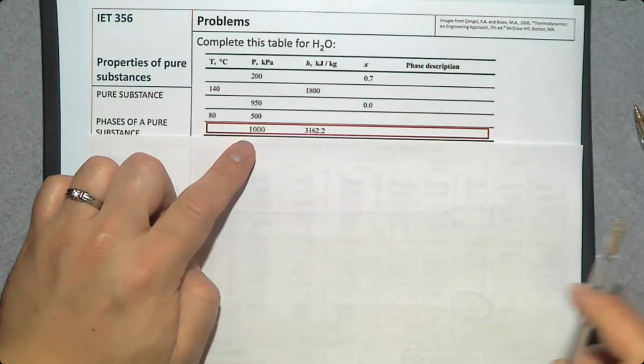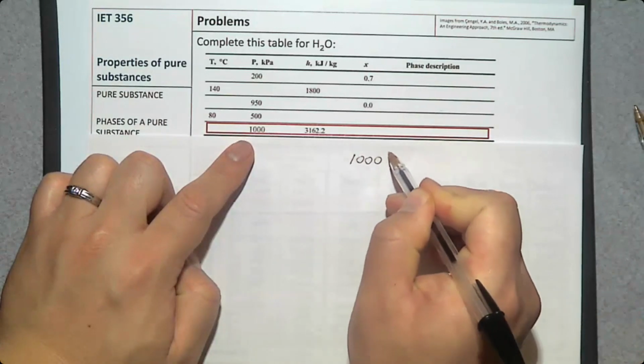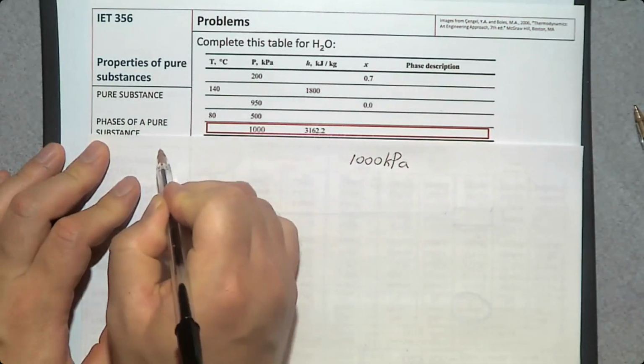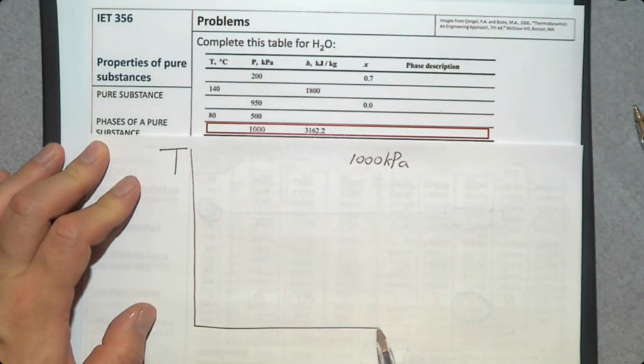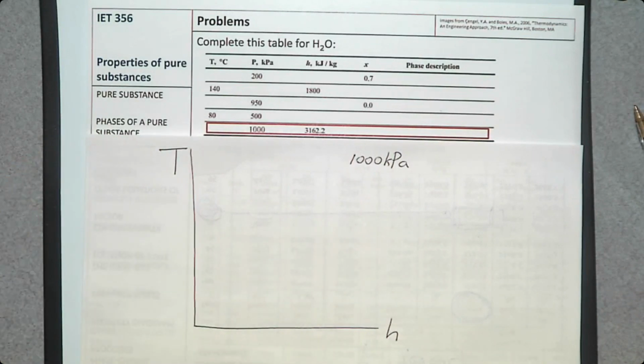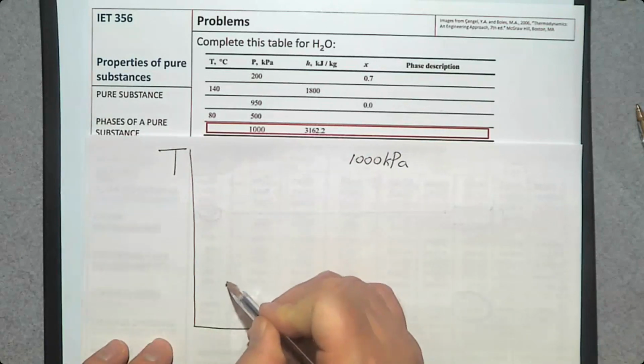So when pressure is 1000 kilopascal, we can make TH diagram. Can we make pH diagram? You can't, because we do not know the temperature. We only know the pressure, so we can only make TH, not pH, because if you want to make pH diagram, you need to know the temperature. This time you know pressure, so you can only make TH diagram. And this TH diagram looks like this.